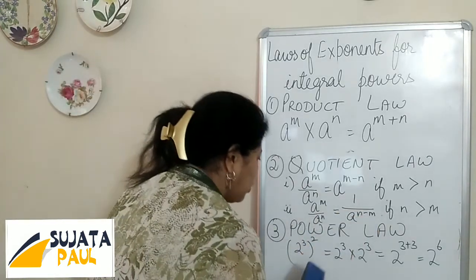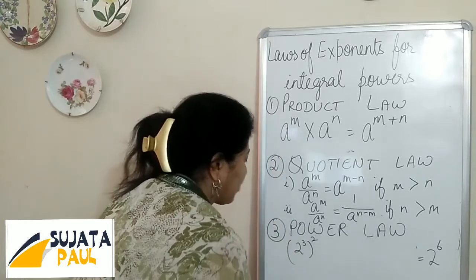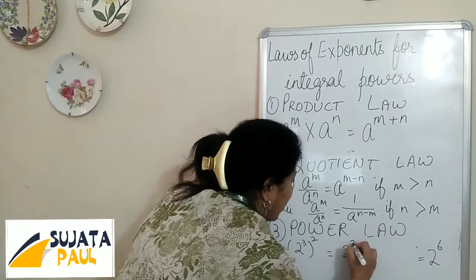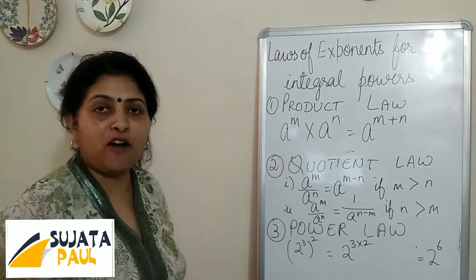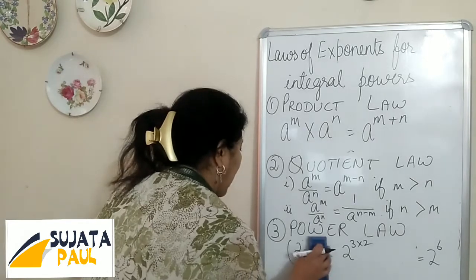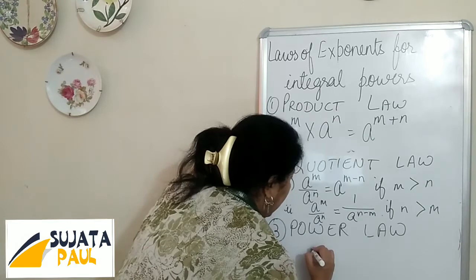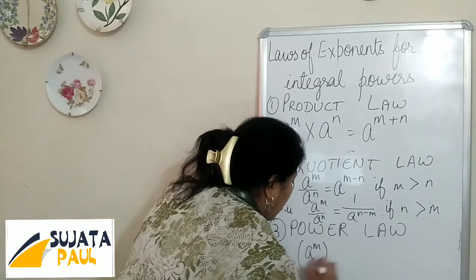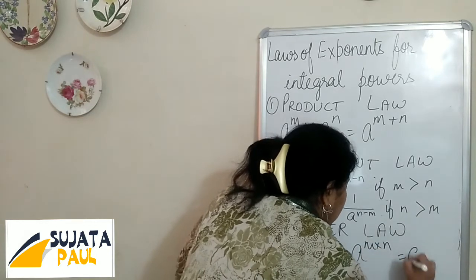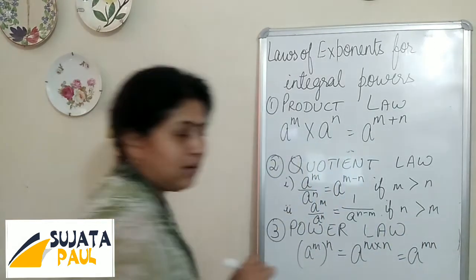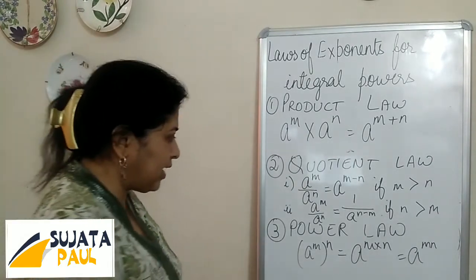So it is 6. Do you think I could have also done this? The answer is this. But do you think I could have written this simply as 2 raised to the power of 3 into 2? It would have still been 2 raised to the power of 6. So the power law is quite simply a raised to the power of m whole raised to n is equal to a raised to the power of m into n, which can be written as a to the power mn.